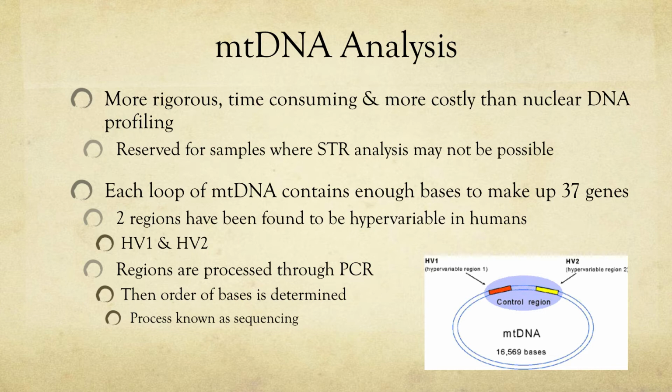Each loop of mitochondrial DNA contains enough bases to make about 37 genes, but there are two regions that have been found to be hypervariable in humans. They refer to those as HV1 and HV2. These regions are processed through the PCR process to amplify them, and then the order of the bases is determined. That process is known as sequencing. The labs then report how many times these sequences have been repeated to the FBI mitochondrial database, which permits an assessment of how common or how rare these sequences are in the population.